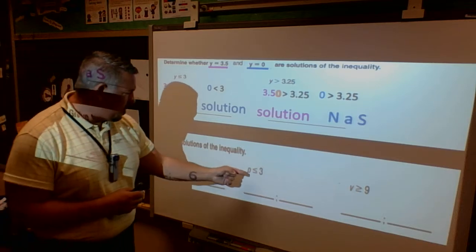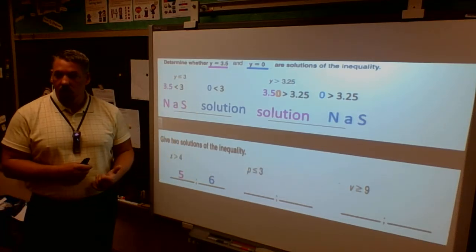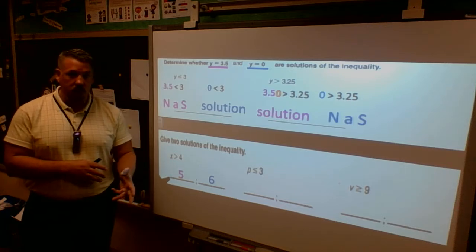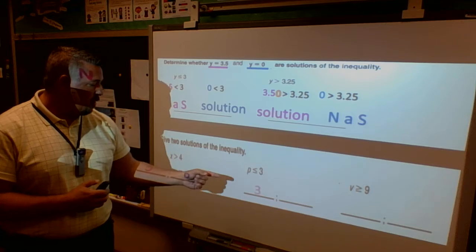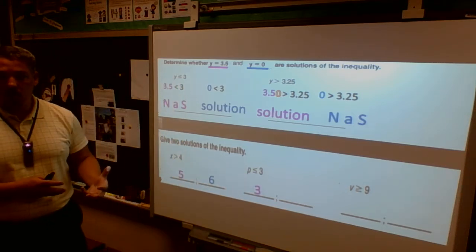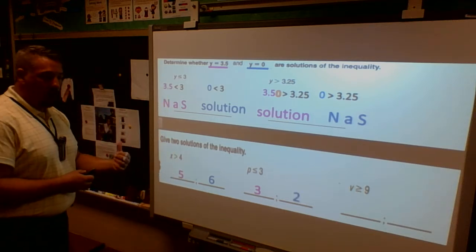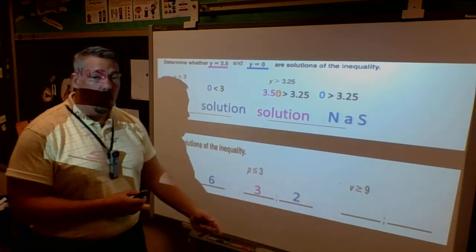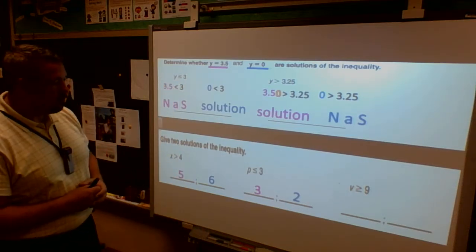All right, so on this one I have P. It has to be less than or equal to. So my next 2 possible answers, and you don't have to have these as long as you have true answers, could be 3, because it's equal to, so that's a possibility. Or if I go down 1, it would be 2. Any negative number, any number smaller than 2 is going to work, as long as it's a proper answer.